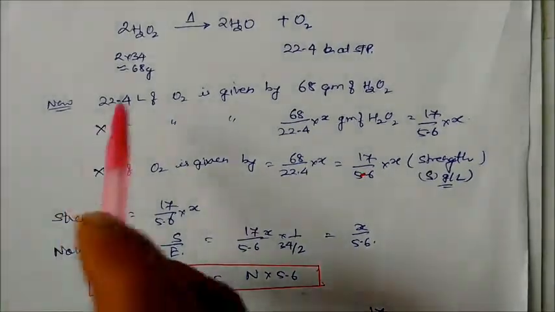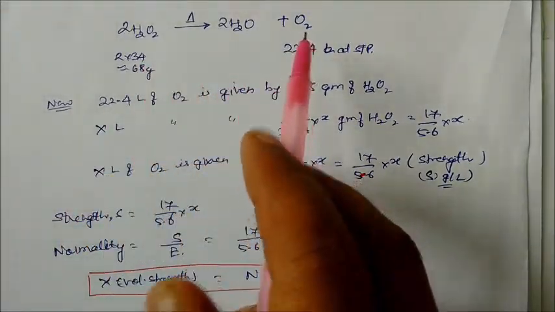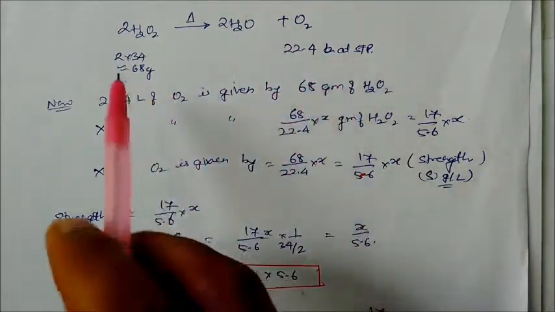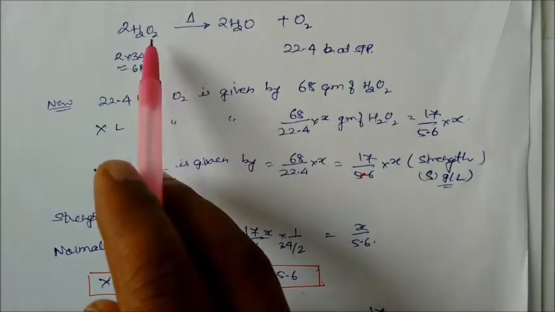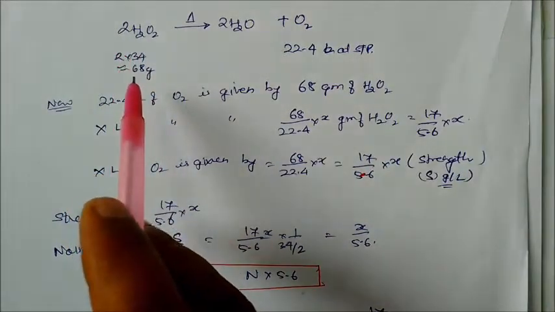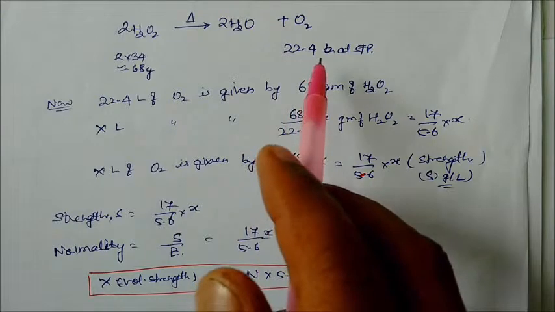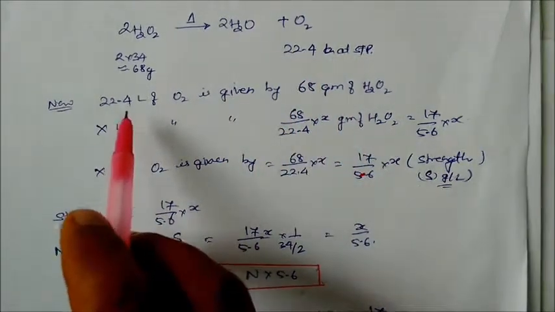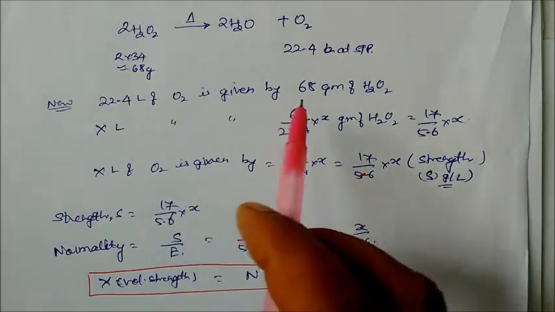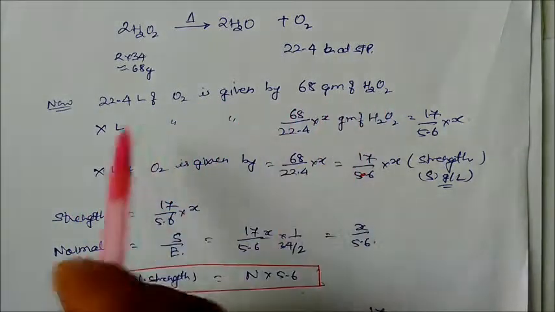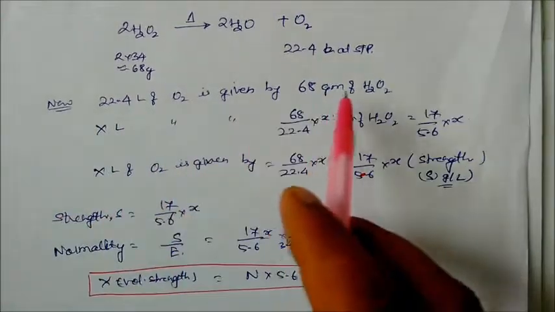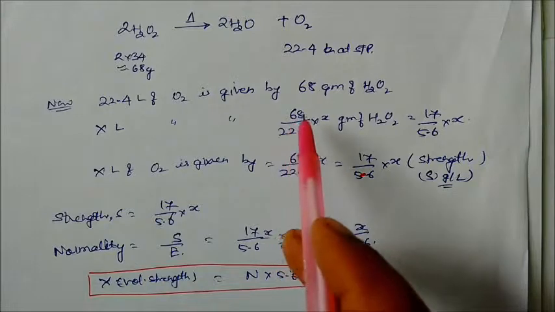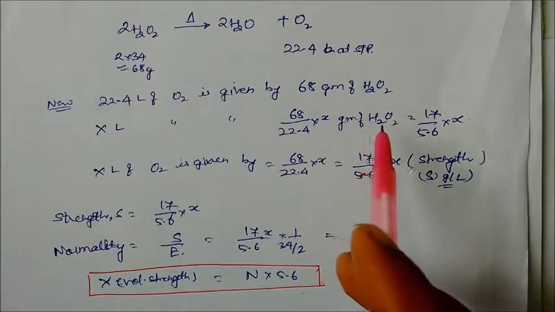H2O2, when you heat it, decomposes into oxygen. 2 moles of H2O2 give 1 mole of oxygen, and oxygen can be written in terms of volume also. The total molar mass of hydrogen peroxide is 2 into 34, that is 68 gram. They are giving 22.4 liter at STP. So 22.4 liter of oxygen is given by 68 gram of hydrogen peroxide. If you take X liter, they will give you 68 by 22.4 into X gram of hydrogen peroxide.